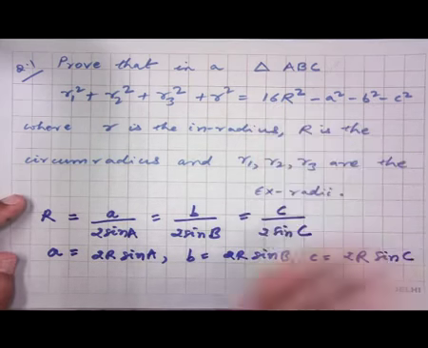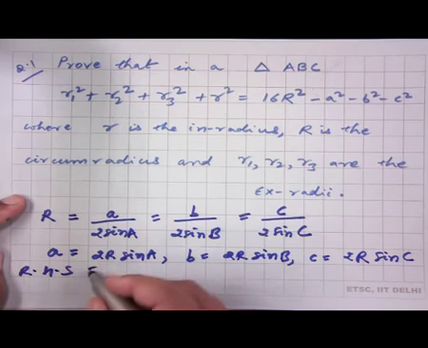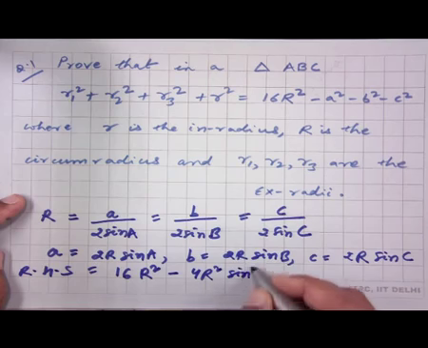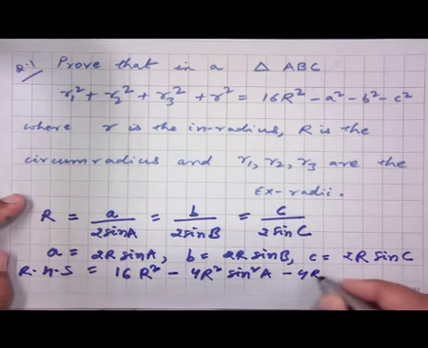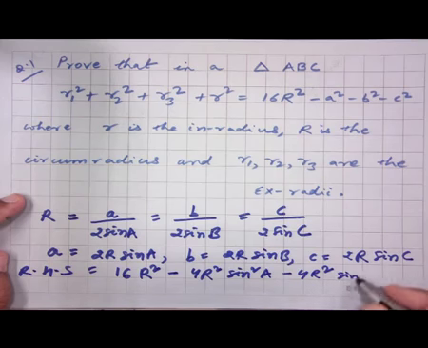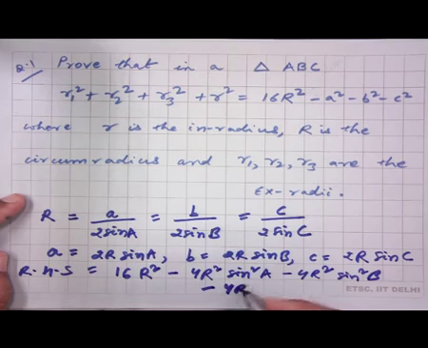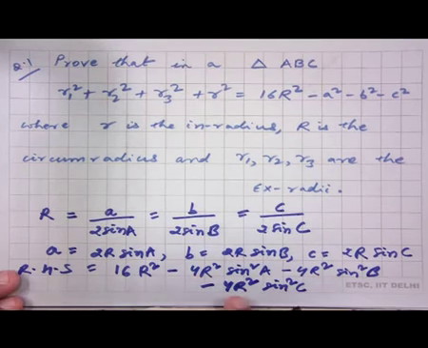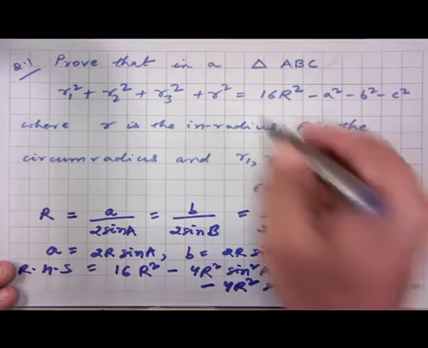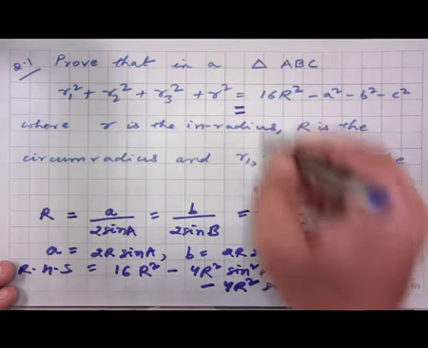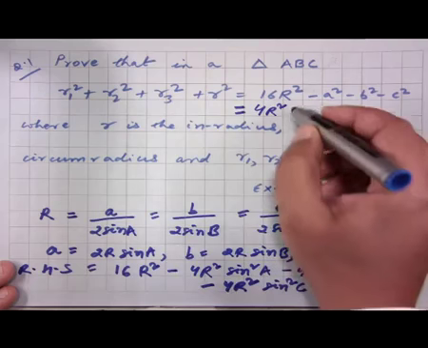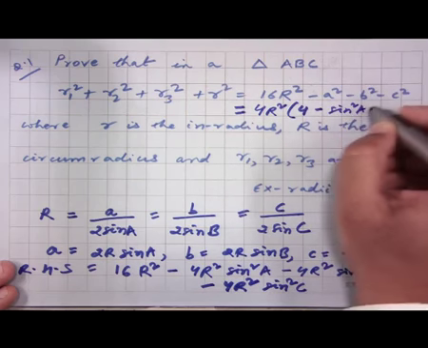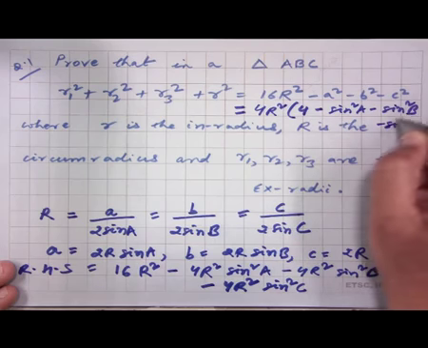So, the right hand side is going to be equal to 16 R square minus 4 R square sine square A minus 4 R square sine square B minus 4 R square sine square C. So, we see that we have R square in each one of the terms here, and so this entire thing will be equal to 4 R square times 4 minus sine square A minus sine square B minus sine square C.